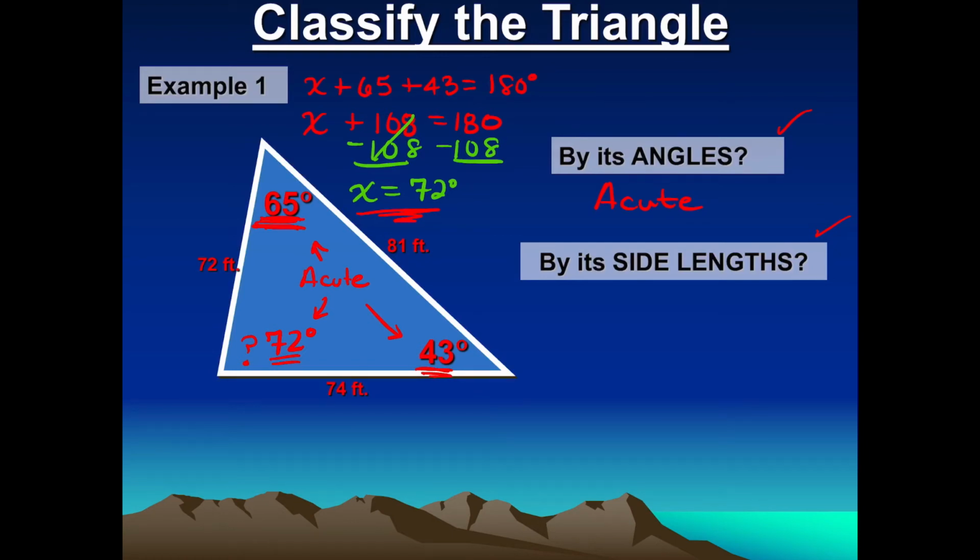So if we look at the side lengths here, we're just going to look at the measurements of every side. This is 74 feet, this is 72 feet, and this is 81 feet. So what do we know about side lengths where all three side lengths are different? Well, that's called a scalene triangle. So what we have here is a scalene acute triangle, or we can call it acute scalene. It doesn't matter the order in which you say it. It's scalene because all the sides are different, and it's acute because every single angle, all three of them, are acute.